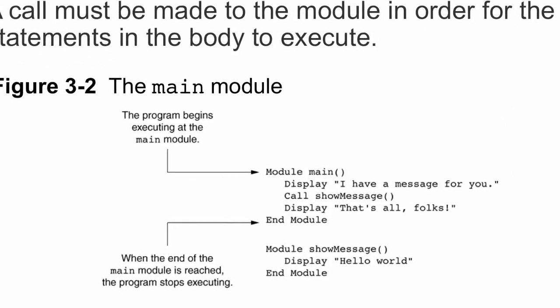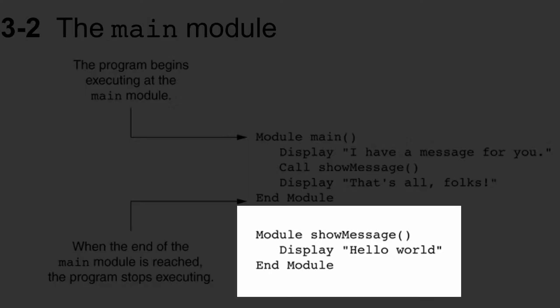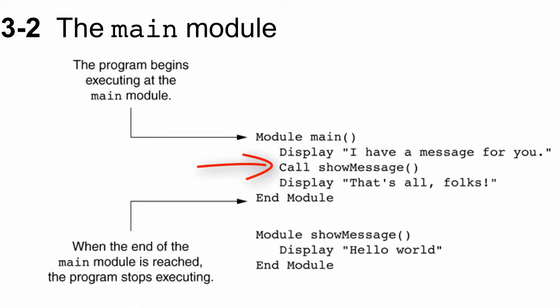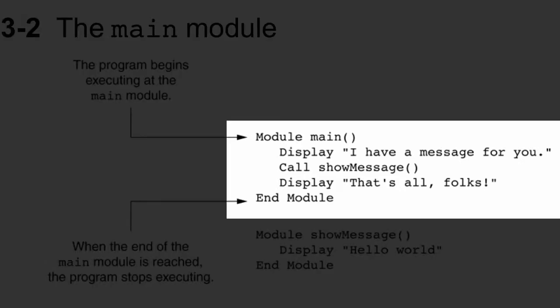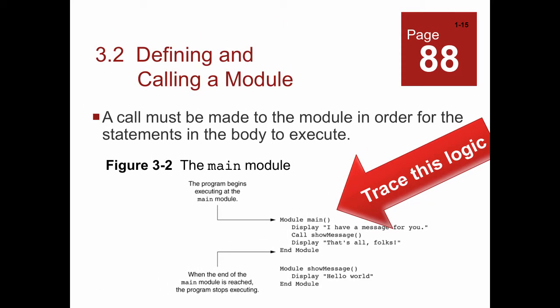Well, this is kind of what it would look like. The program begins, called module main. It's going to display, I have a message for you. Then it's going to go out and call show message, which is the module we've been working with. And it's going to say, display hello world. It's going to jump back to the main, and we're going to say, that's all, folks. And then the program will end. So we've got a main module, which is calling a show message submodule. And you want to be able to trace that logic yourself.